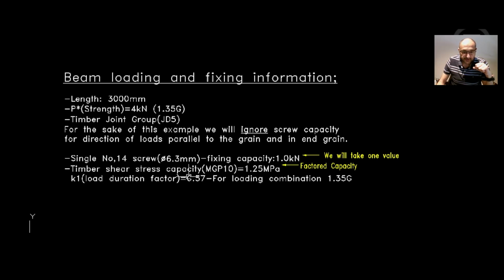The timber shear stress capacity is given to us as 1.25 MPa, and that is a factored capacity. Now have a think of why I've put the timber shear stress capacity in this problem. We will go through it towards the end of the video. You'll see why. This 1.25 MPa was based on the K1 factor of 0.57, the load duration factor, and that is for the loading combination of 1.35 G.